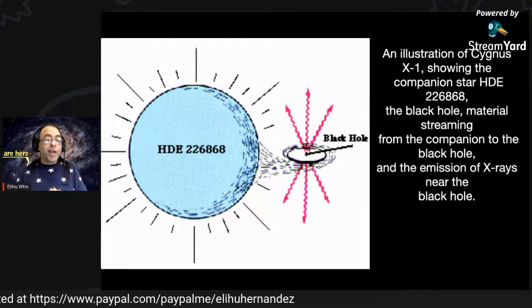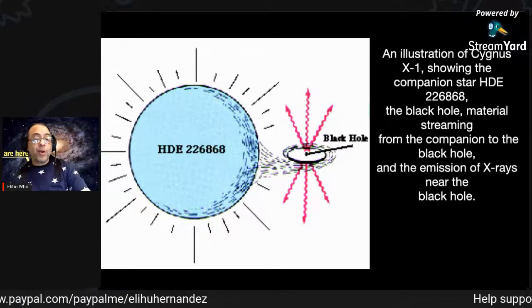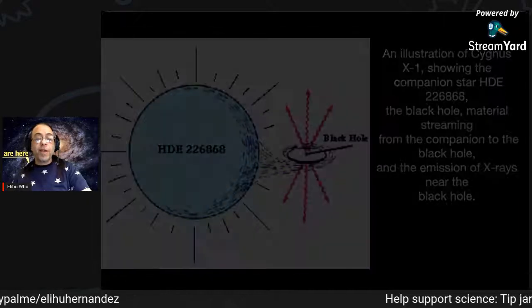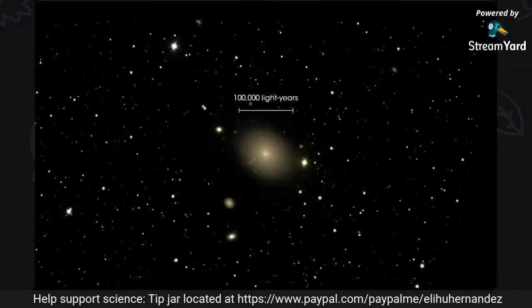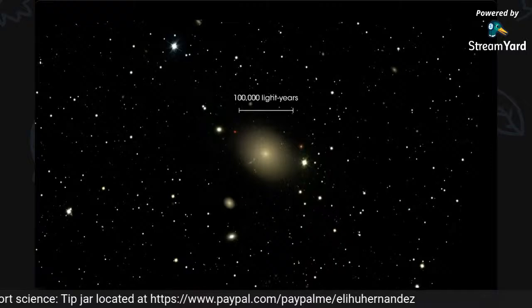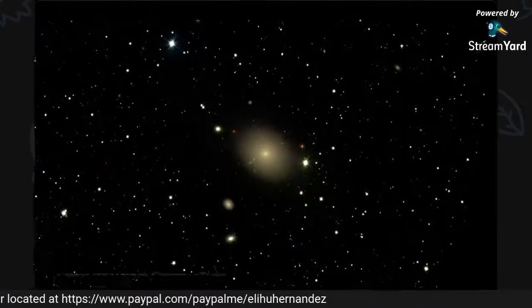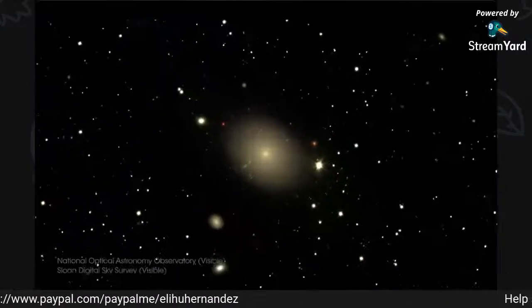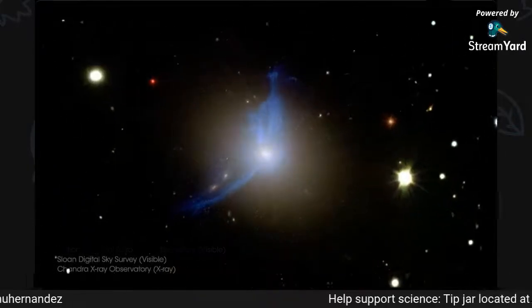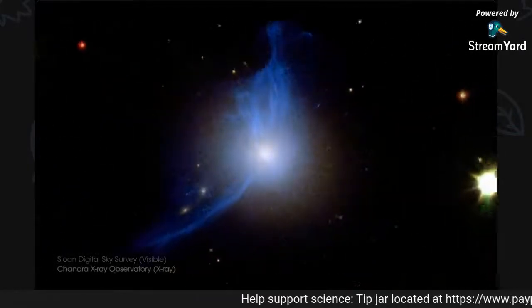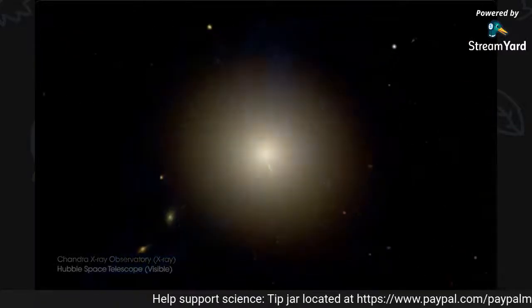You guys want to know exactly what a black hole looks like? Well, in 2019, astronomers using the Event Horizon Telescope, the EHT, an international collaboration that networked 8 ground-based radio telescopes into a single Earth-sized dish, captured an image of a black hole for the very first time.